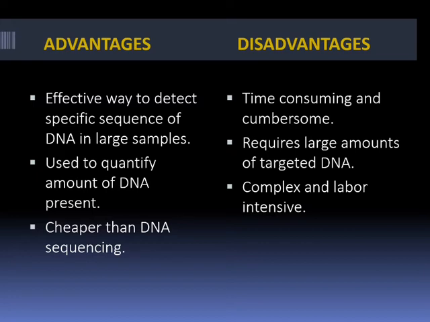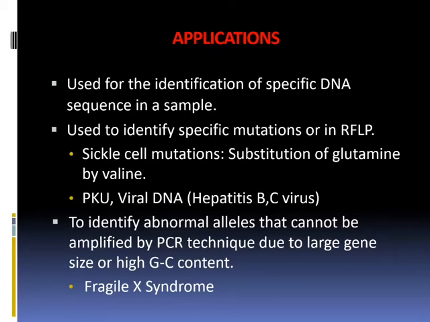Okay, see, it is complex and labor intensive, so people have to work on it, so it will take time. Those are the disadvantages. Applications: used for the identification of a specific sequence in a sample, used to identify specific mutations, or in RFLP, right? An example has also been given, sickle cell mutations.